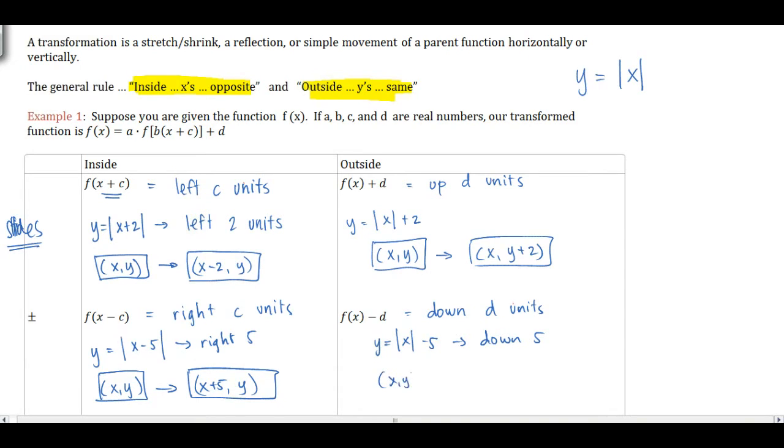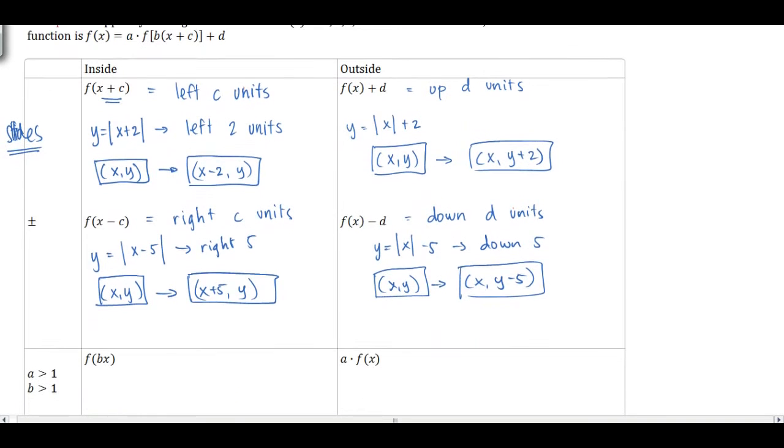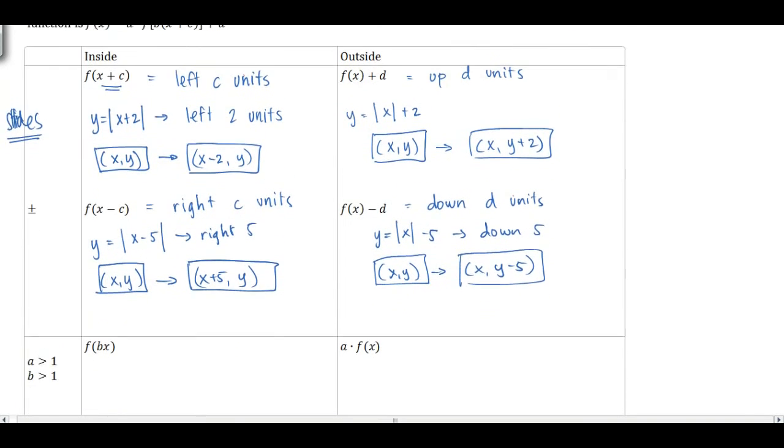Every point on the parent, I could just subtract 5 from that y value, and that would get me the new points on the new graph that was shifted down 5. And that right there is what we got when we move stuff, when we translate it left and right or up and down. So those are your slides, your translations, right?